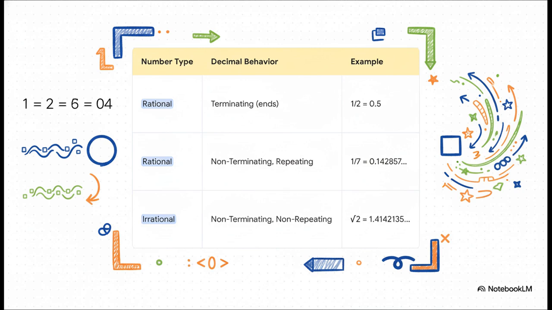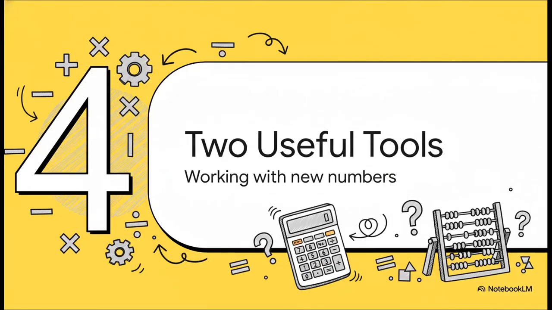Irrational numbers, though, they're the rebels. Their decimals, like for the square root of 2, go on forever and never repeat. There's no pattern at all. It's just a chaotic, endless stream of digits. That is the dead giveaway. All right, so now we can spot the difference.